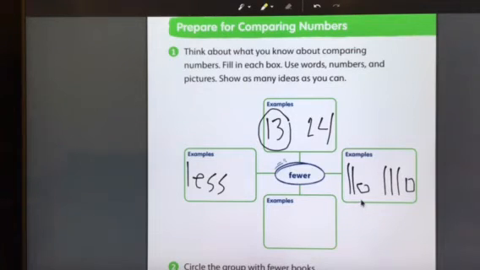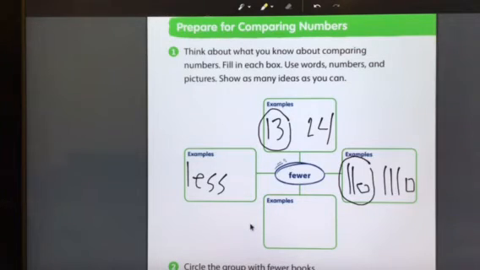Which one of these groups is fewer? Remember to always look at your 10s first. This group has 2 10s. This group has 3. I know that 2 is fewer than 3. Therefore, this group right here, which is 21, is fewer than this group right here, which is 31.